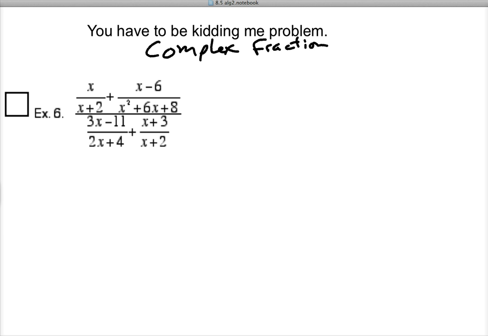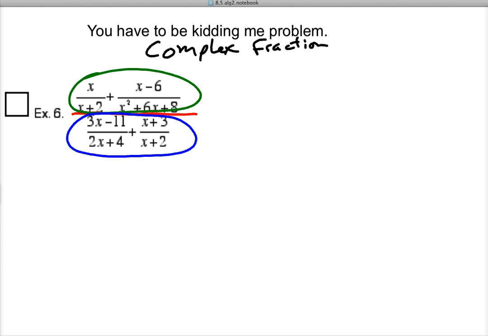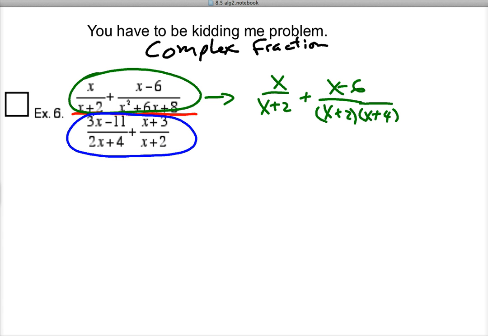This complex fraction is basically one problem in a numerator and another problem in a denominator. I could treat this as a huge division bar and say there's a problem in the numerator and there's a problem in the denominator, and do those separately. So let's go to the numerator. The numerator would factor first into x plus 2, x plus 4. 2 times 4 is 8, 2 plus 4 is 6.